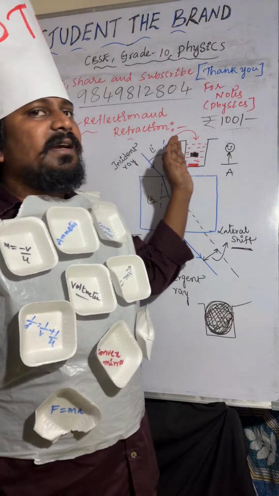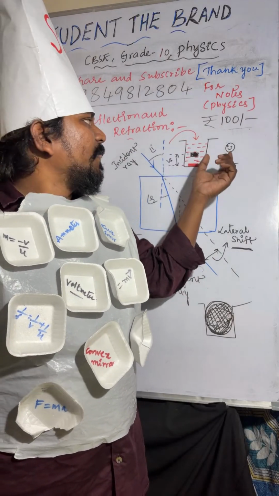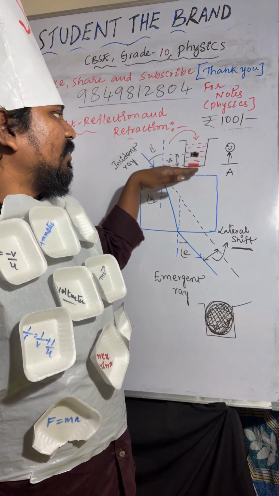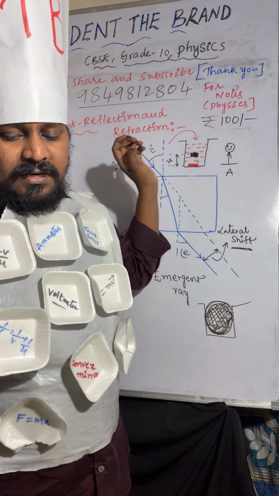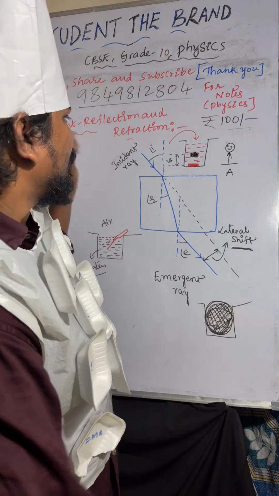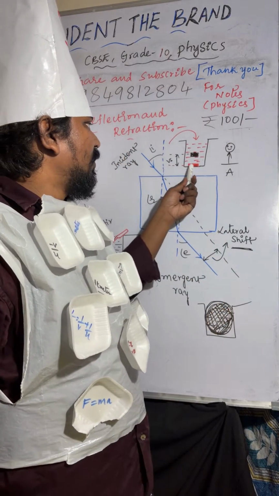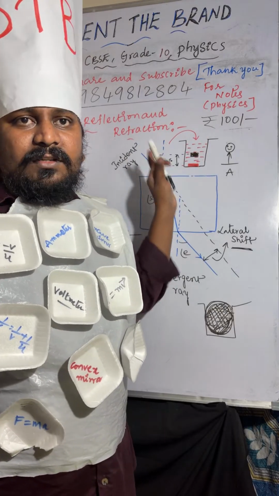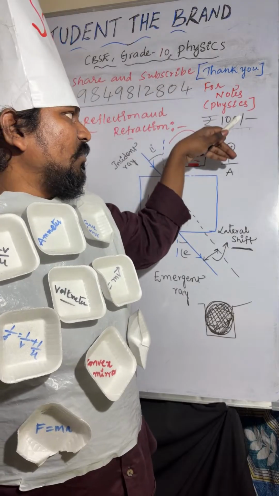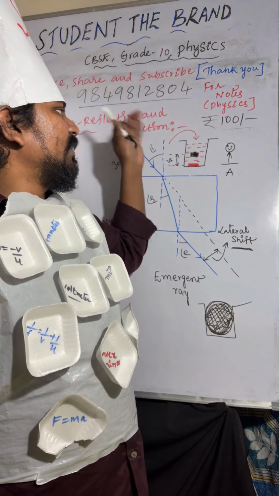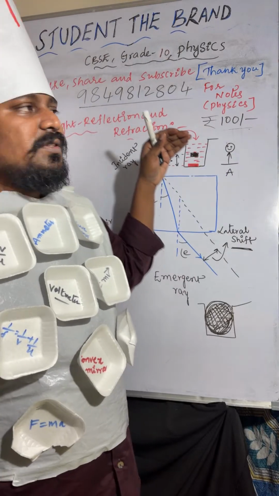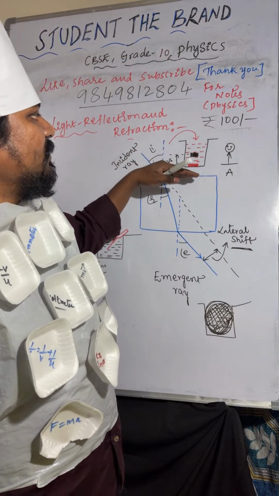And the beaker I am placing is here. The person is standing over here. Initially the coin is placed at the bottom of the beaker. Here this is the coin. Initially the person can't see the coin. After pouring water, the person can see the coin position, because after pouring water the coin position rises up.